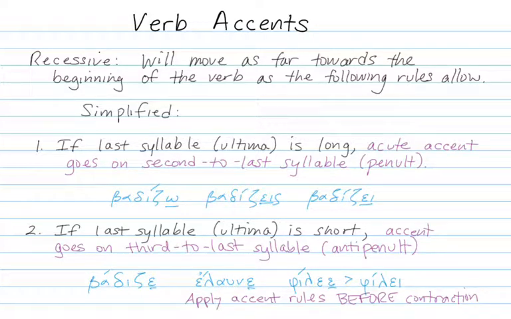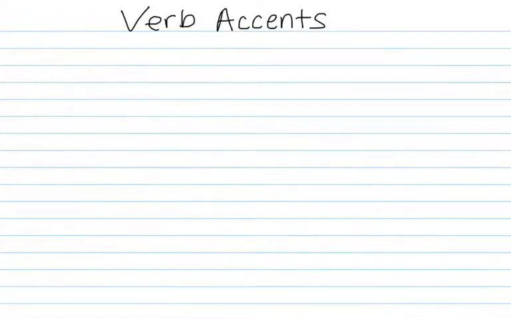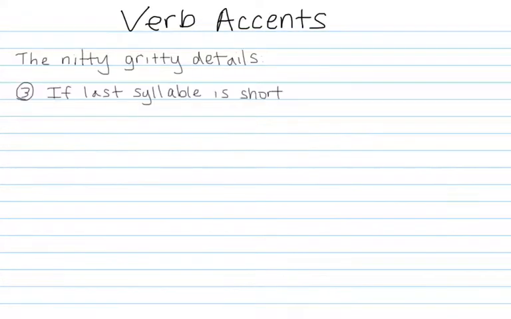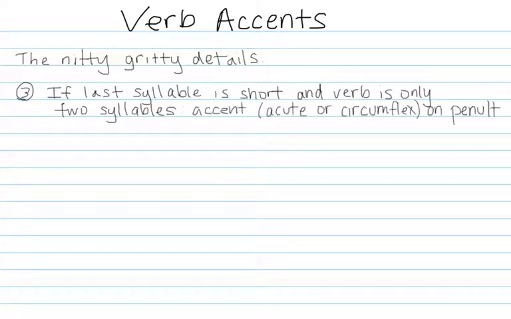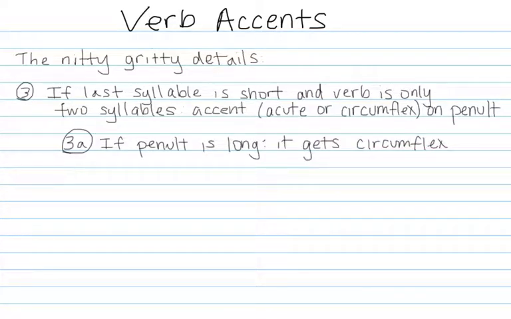So now, let's see what happens if you have a last syllable that is short, but you don't have 3 syllables. So, if the last syllable is short, and the verb is only 2 syllables long, then you put an accent on the penult. The question is, is that going to mean acute or a circumflex? So, the sub-rules are, if the penult is long, then you put a circumflex on it.